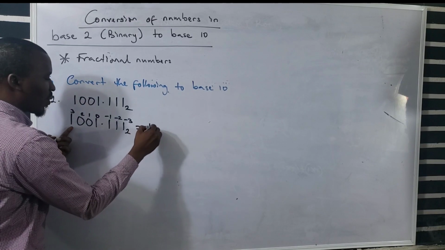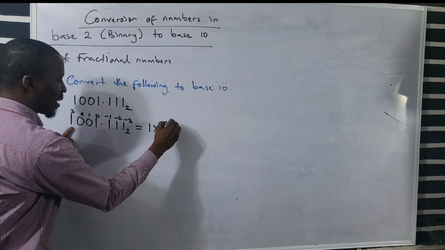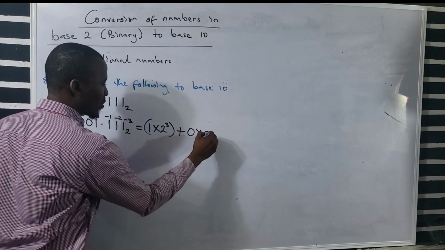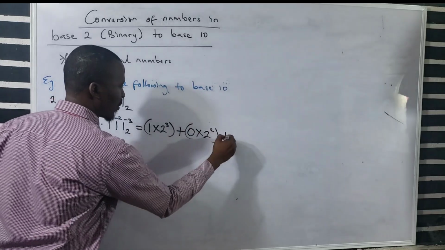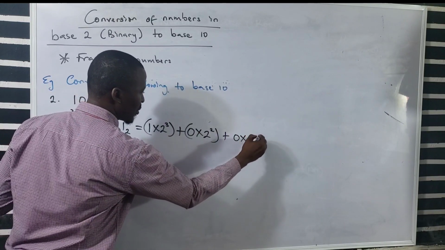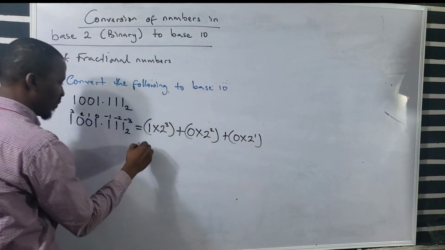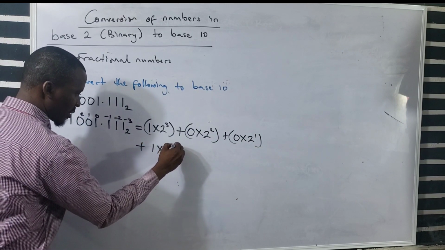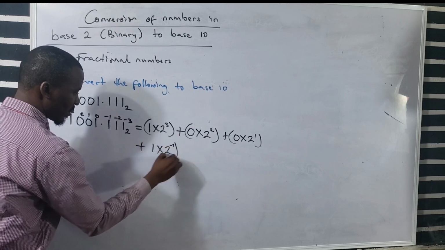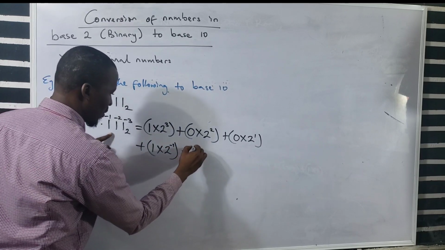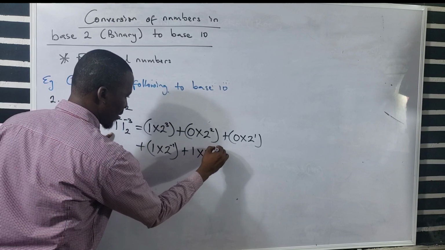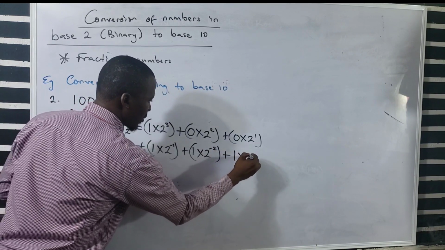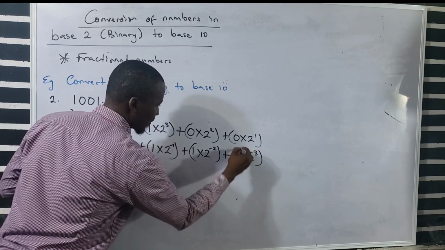So that will give me 1 times 2 raised to power 3 plus 0 times 2 raised to power 2 plus 0 times 2 raised to power 1 plus 1 times 2 raised to power -1 plus 1 times 2 raised to power -2 plus 1 times 2 raised to power -3.